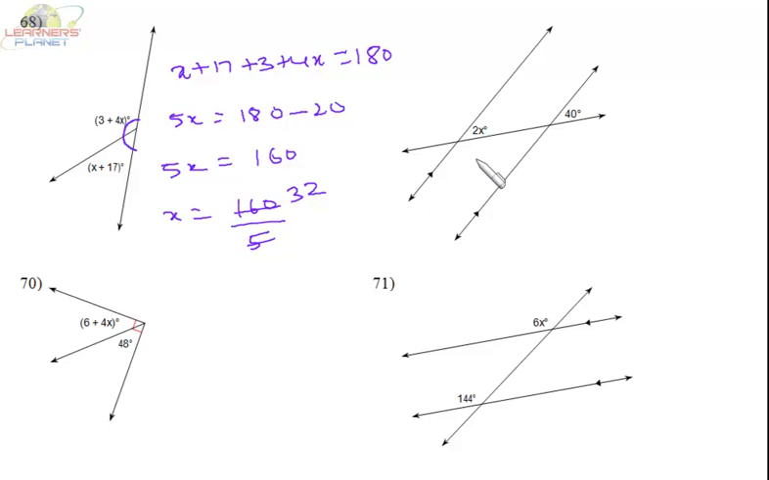Okay. Here we see 2x and 40. Both the angles are lying on the same side of parallel lines. That means both the angles are on the below side of the parallel line. So they are corresponding angles.